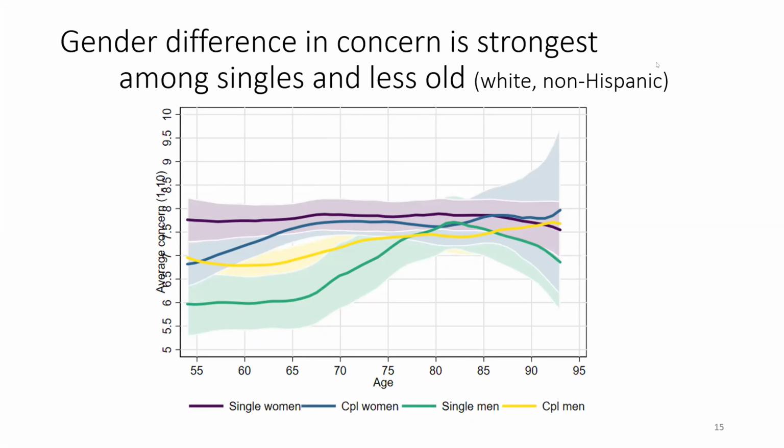The difference starts closing after age 65 and closes by age 80. By age 80, there are no differences in terms of concern across gender or whether in a couple, and that's kind of true for other demographic characteristics as well.